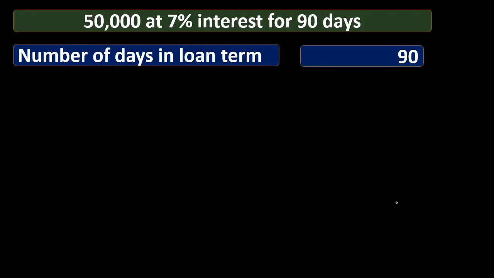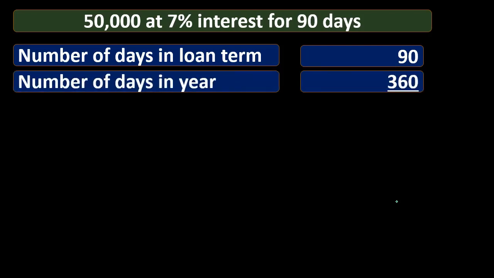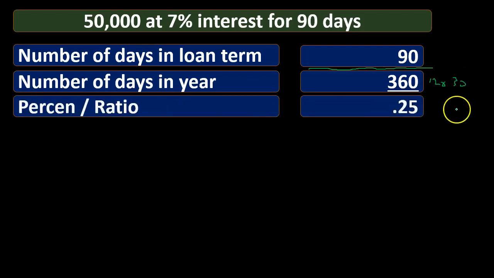Okay, so now we're going to do another method. We're going to start off with the number of days in the loan, 90, and we're going to divide that by the number of days in the year. This, of course, is called a ratio. So we're starting off with the comparison of the loan term, 90 days, divided by the number of days in the year, 360, which again is 12 times 30 for our purposes, rounding it. Instead of 365, it's 360. And that's going to give us 0.25 or 25%. So here's our ratio giving us 0.25.